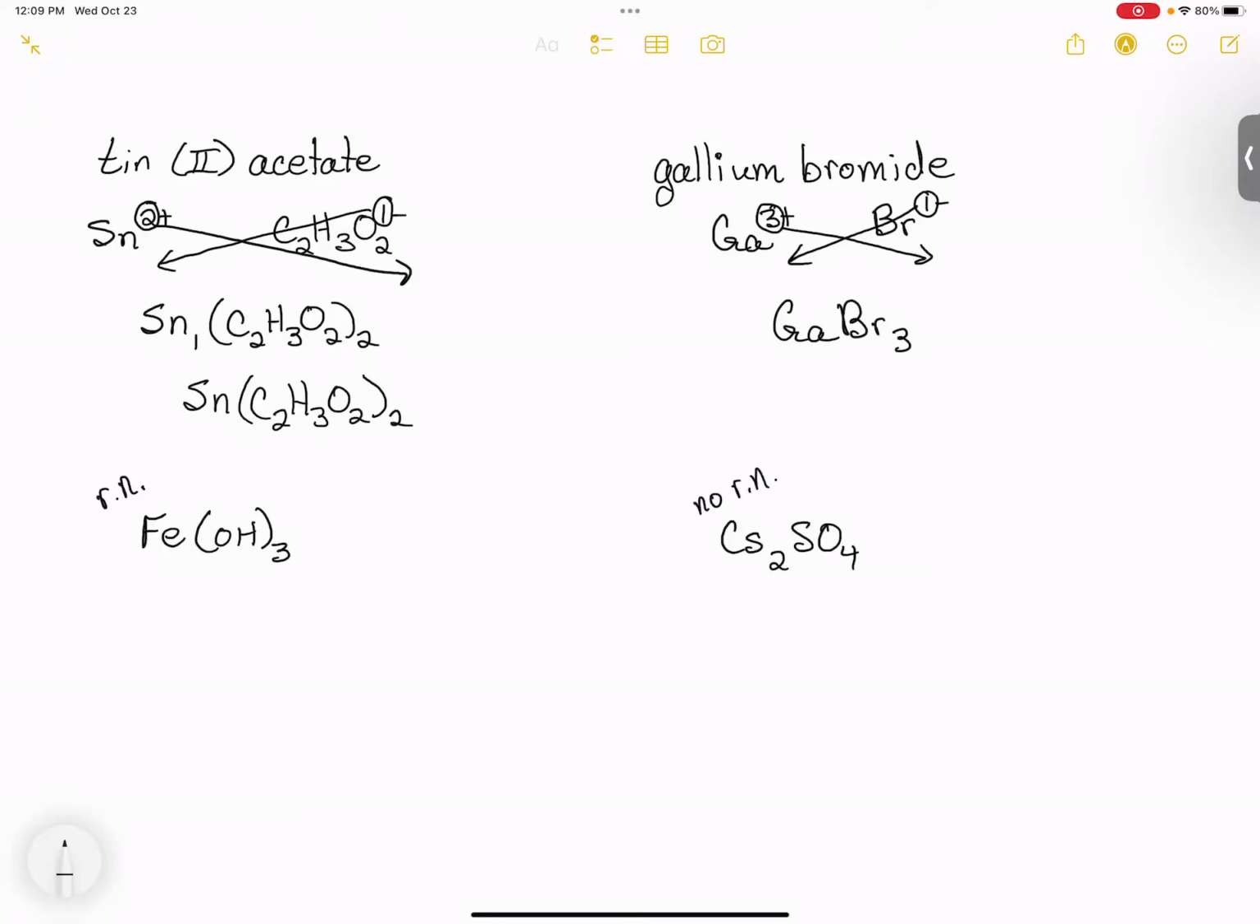Now, why did I do that? Because the type that do not need a Roman numeral are real easy. You name the metal, you name the anion, and that is all there is to it. So that right-hand one is simply cesium sulfate.